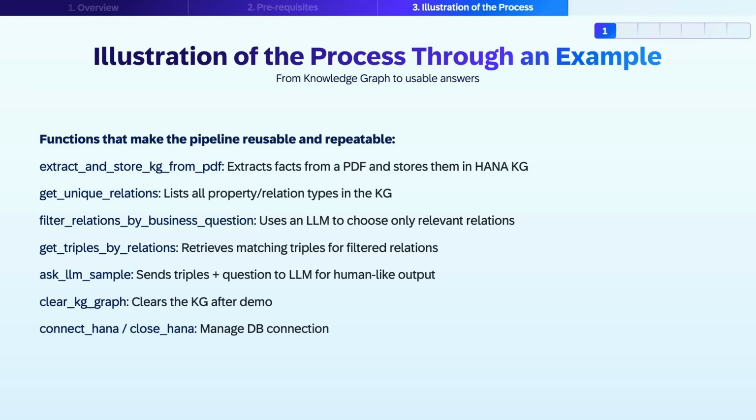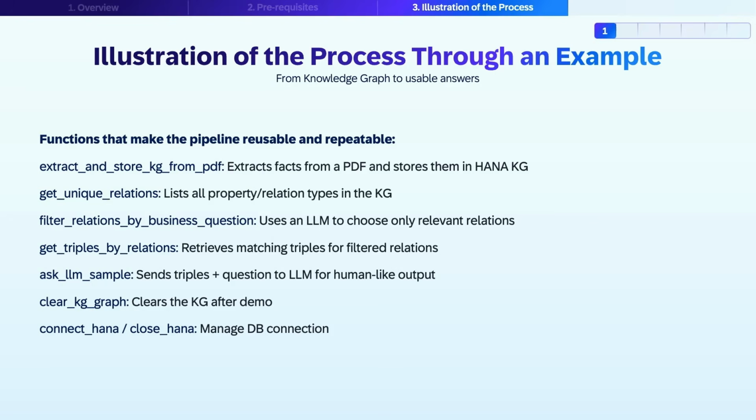Let's now use the augmented knowledge to implement more complex scenarios. The pipeline uses a set of well-defined Python functions to handle each stage. These include reading PDFs, identifying relations, filtering based upon business questions, and retrieving matching triples. Each function is independent and reusable, allowing the pipeline to be scaled or modified for different scenarios. For example, extract and store knowledge graph from PDF can be reused across hundreds of equipment specs.